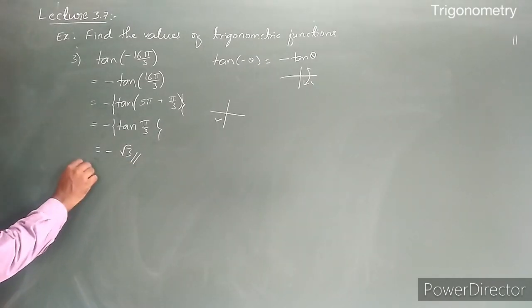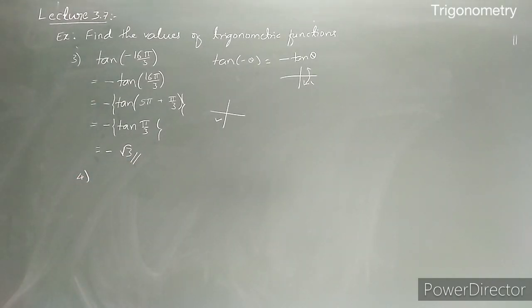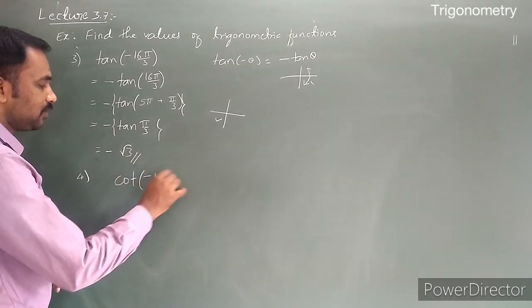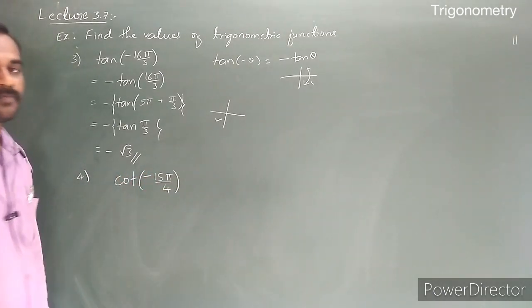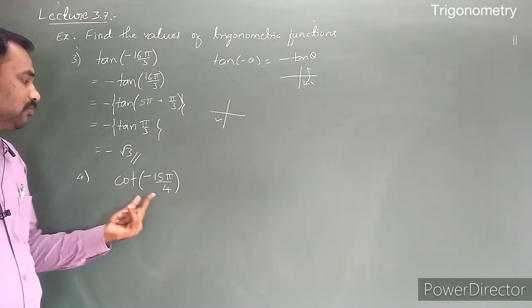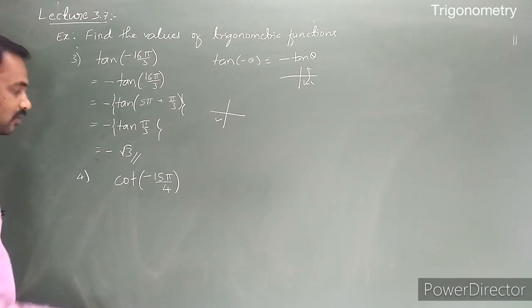Next one. Cot of minus 15 pi divided by 4. You can pause the video and solve it. Cot of minus 15 pi by 4.